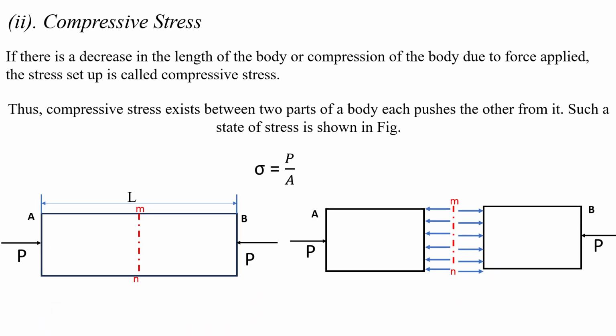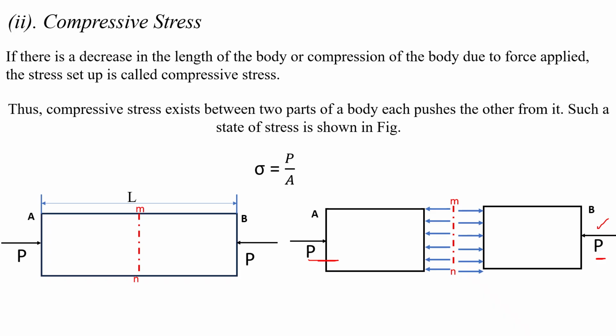Tensile stress equals the internal resistance force P divided by its cross-sectional area A. Next we look at the compressive stress. If there is a decrease in the length of the body, or compression of the body, due to the applied force, then the stress set up is called the compressive stress. Let's see in the diagram. We are applying compressive forces, which cause a decrease in length or compression of the body. In this condition, the developed stresses are called compressive stresses.